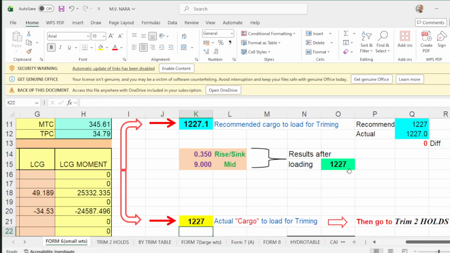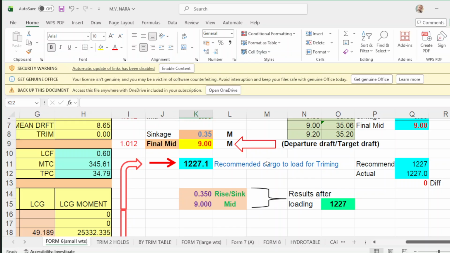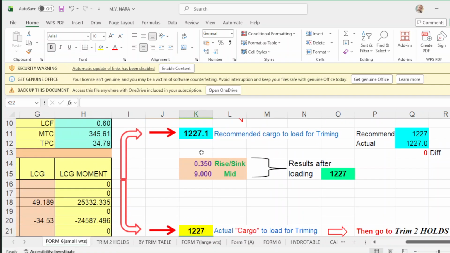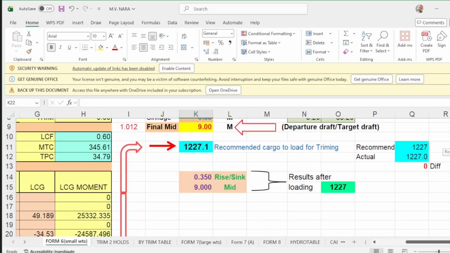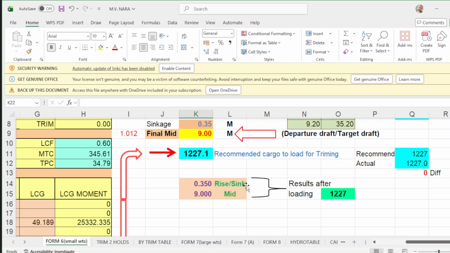So what happens if you load 1227? Take note of the mid drop, which is 9 meters, which is exactly here, 9 meters. Then your sinkage is 0.35, which is exactly 0.35. So if you follow this recommended cargo for trimming of 1227, what happens when you load 1227? Your midship drop is equal to your departure drop here of 9 meters, and your sinkage is the same with your sinkage of 0.35.